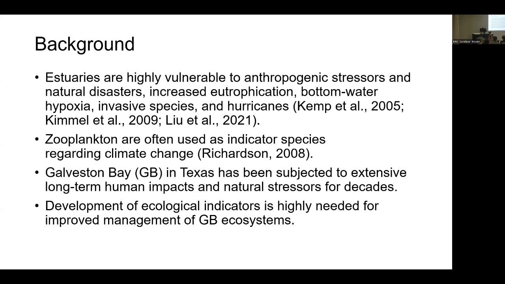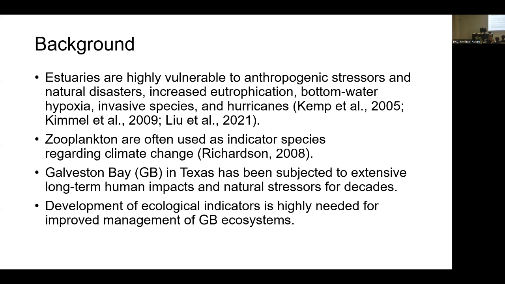So some quick background, estuaries are very vulnerable to a lot of different anthropogenic stressors and natural disasters, only increasing as a result of global climate change, including increased eutrophication, increasing bottom water hypoxia, invasions by invasive species, and increasing hurricane activity, which is especially relevant for us on the Texas coast. Because of their nature being highly sensitive to environmental change, as well as being poikilothermic and drifters, zooplankton are often used as indicator species for climate change.